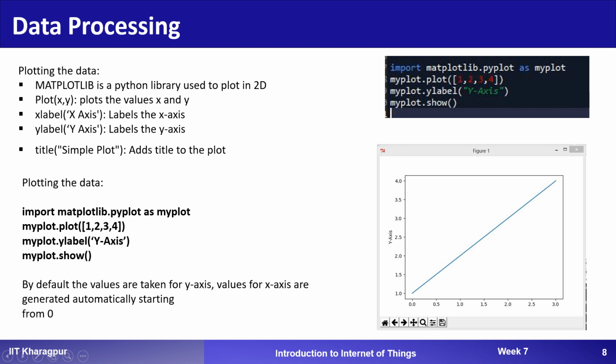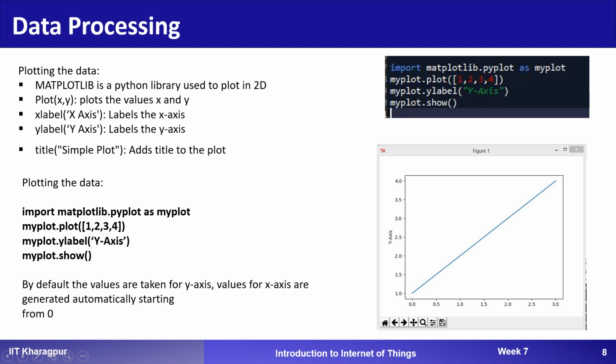Now if you want to put the labels also, you can use xlabel for the x-axis and ylabel for the y-axis. For example, here inside the xlabel function we have written x-axis, but you can write anything you want. This is the way you can put the axis labels in your plot. And if you want to give a title to your plot, you can use the title function. This function will add a title to your plot.